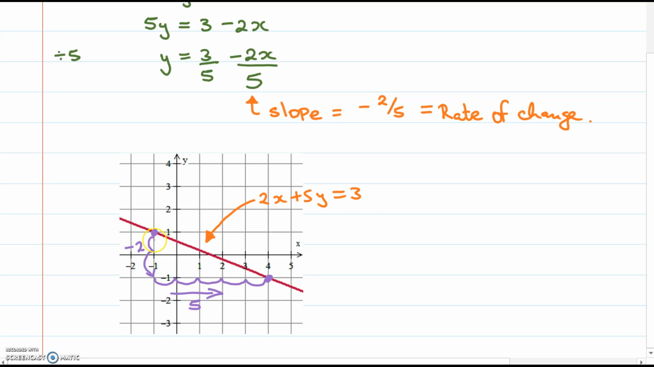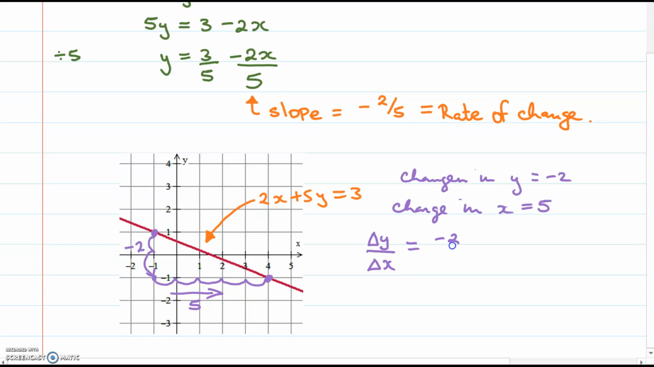But another way of thinking about it is we came down 2, so the change in y, from that point there down to this point here, the change in y was minus 2. The change in x was 5. We moved 5 across, and if you move to the right, the x's are positive. So the slope or the rate of change is the change in y, so delta y over delta x, is minus 2 over 5.